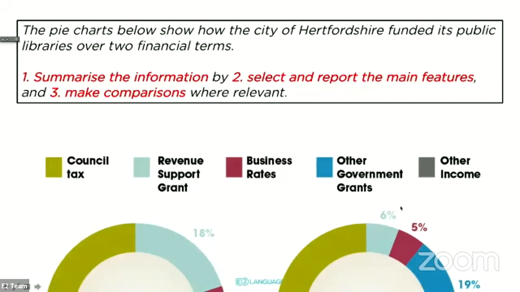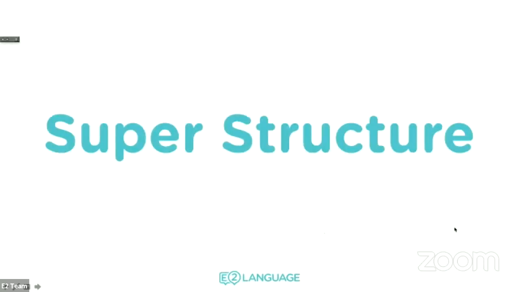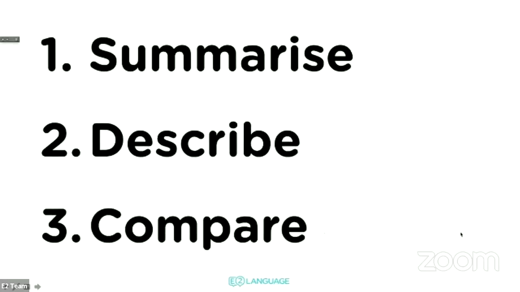Cool. Let's look at this closely. This says summarize the information, select and report the main features, make comparisons where relevant. This is in fact what you have to do to achieve a high IELTS writing score. You have to make sure that you do these three things here. This is where the superstructure comes into it. Because what we effectively want to do is this. We want to summarize, we want to describe, and we want to compare.